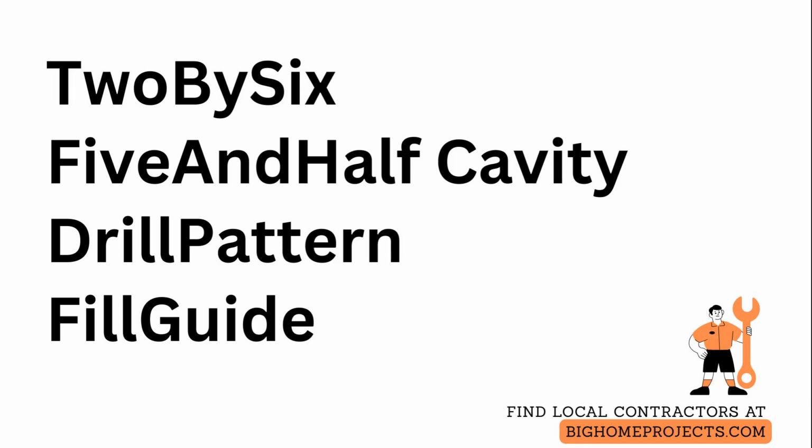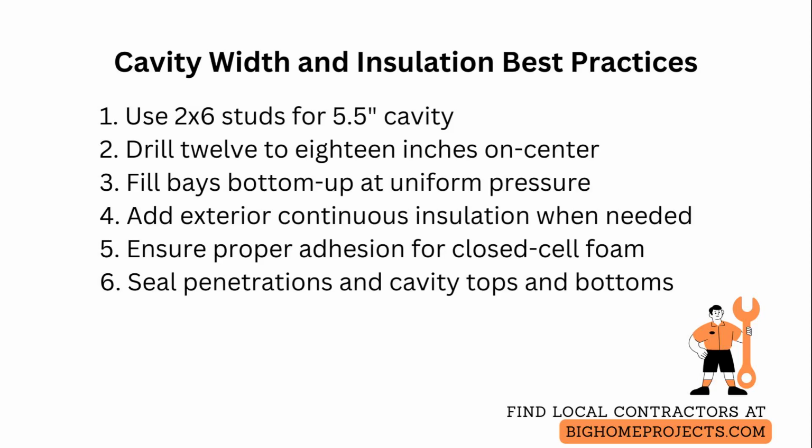Minimum cavity width for effective cavity wall insulation depends on the insulation type and installation method and should be planned before cladding is applied. For dense pack cellulose or fiberglass blown-in insulation, aim for a cavity depth of about 5.5 inches when using 2x6 studs so you can reach nominally full density without bridging or voids.